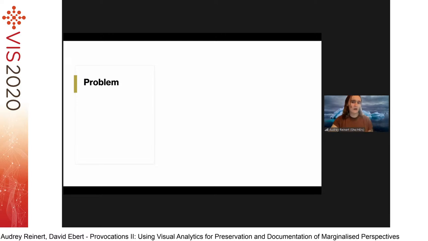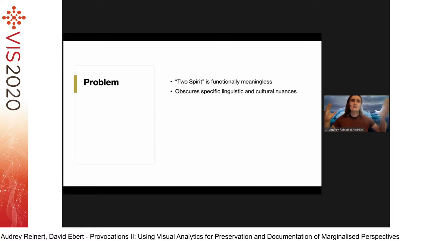But here's the problem. Two-spirit is functionally pretty meaningless in a lot of these communities. Those indigenous nations that did have a term that would fall under the two-spirit label would really prefer that you use the culturally specific term. The other problem is two-spirit obscures some pretty specific linguistic differences and cultural nuances. It takes the vast panoply of indigenous experience in the United States and reduces it down to a meaningless buzzword.